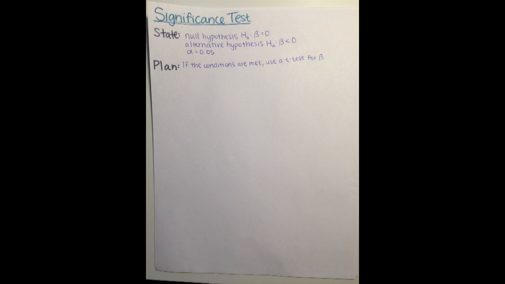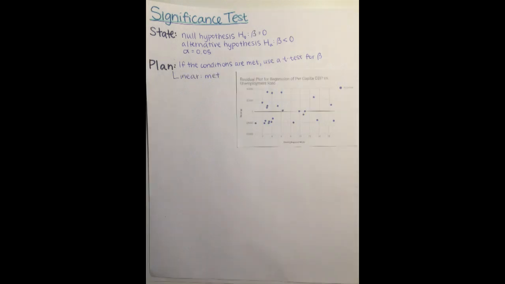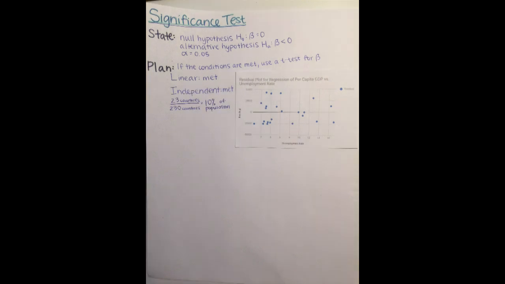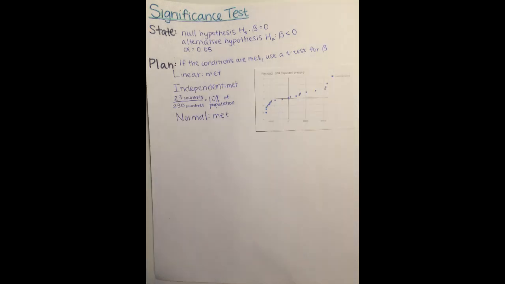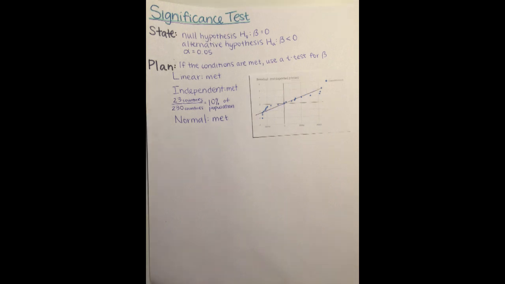If the conditions are met, we will use a t-test for the slope. The linear condition is met because the residual plot of the least squares regression line contains only random scatter and does not show a clear leftover pattern. The independence condition is met because the 23 sampled countries make up 10% of the population of 230 countries in the world. Furthermore, the normal condition is satisfied because the normal probability plot of the residuals approximately follows the linear pattern of the expected z-values.